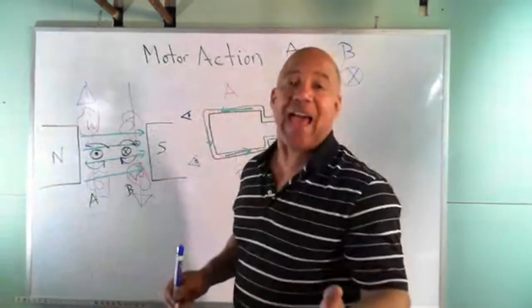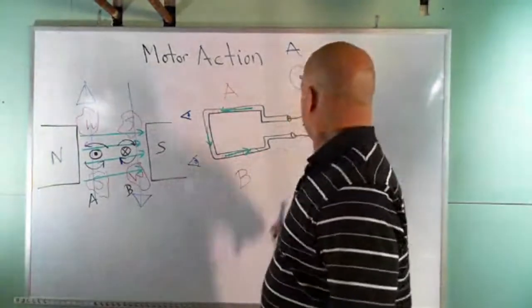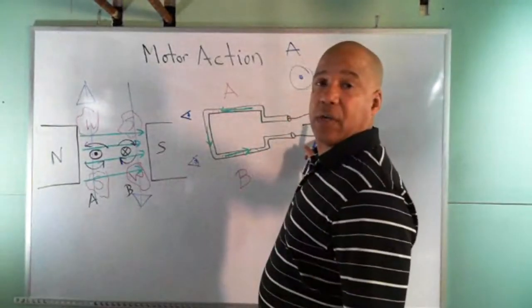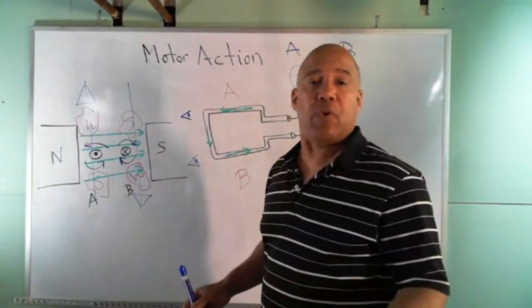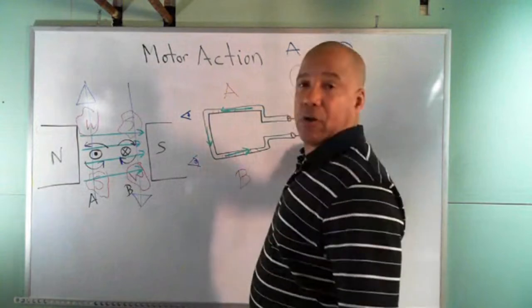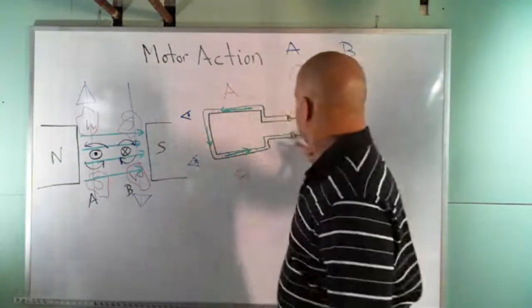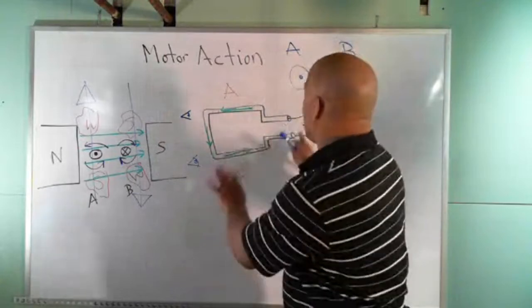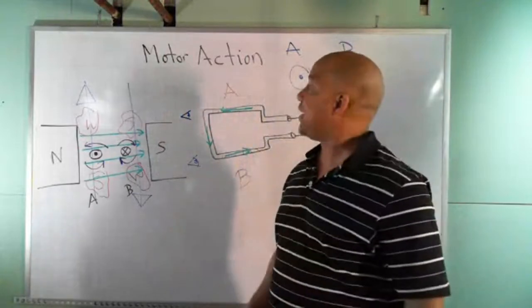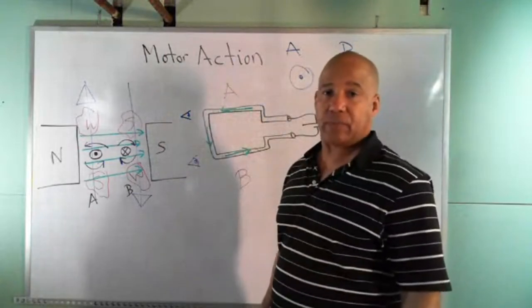Here's the cool thing. If I wanted to spin faster, guess what I do? Increase the current or voltage. If I wanted to spin slower, what do I do? Decrease the current or voltage. If I want this to spin in the other direction, what do I do? Change the polarity. I have total control of the rotation of this device. This is called motor action.